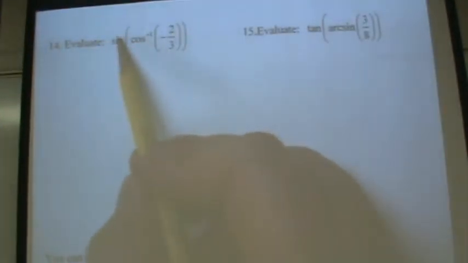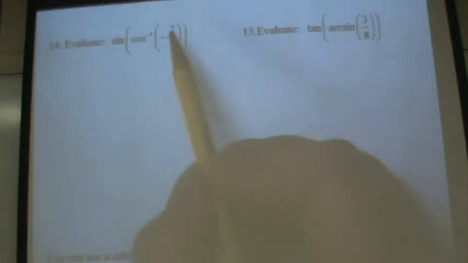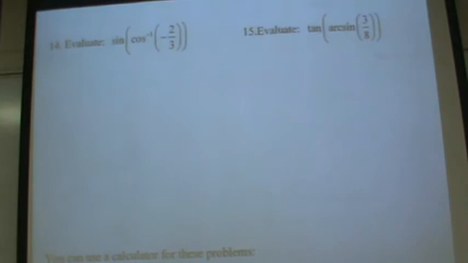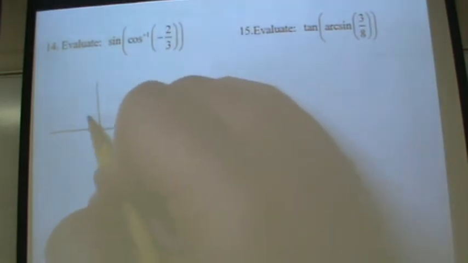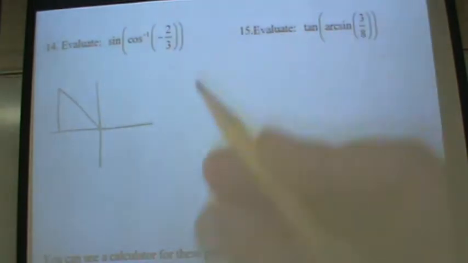Okay. So again, we have a composite. We want to do the inside and put that into the outside. So we're doing the inverse cosine of negative 2 over 3. If we're taking the inverse cosine of a negative, what quadrant are we in? We're in quadrant 2. So we're going to be over here. So draw your triangle in quadrant 2.